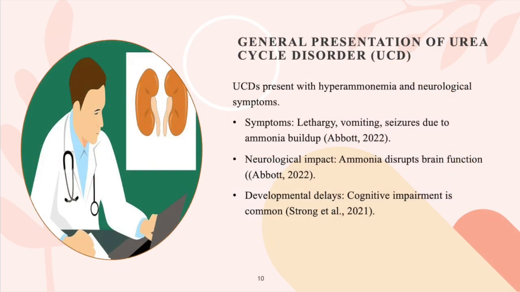Now, in the general presentation of urea cycle disorders, patients present with various symptoms, including hyperammonemia, neurological issues, and developmental delays. Patients are seen when this cycle fails to convert ammonia to urea. Patients with these defects, having prevented conversion of ammonia to urea for excretion, present with lethargy, vomiting, seizures, and, like I said before, developmental delays.